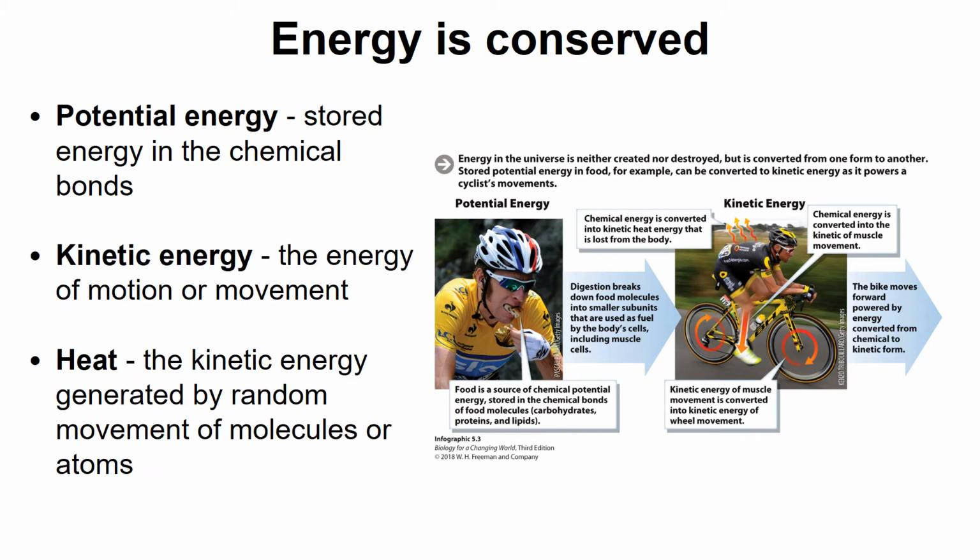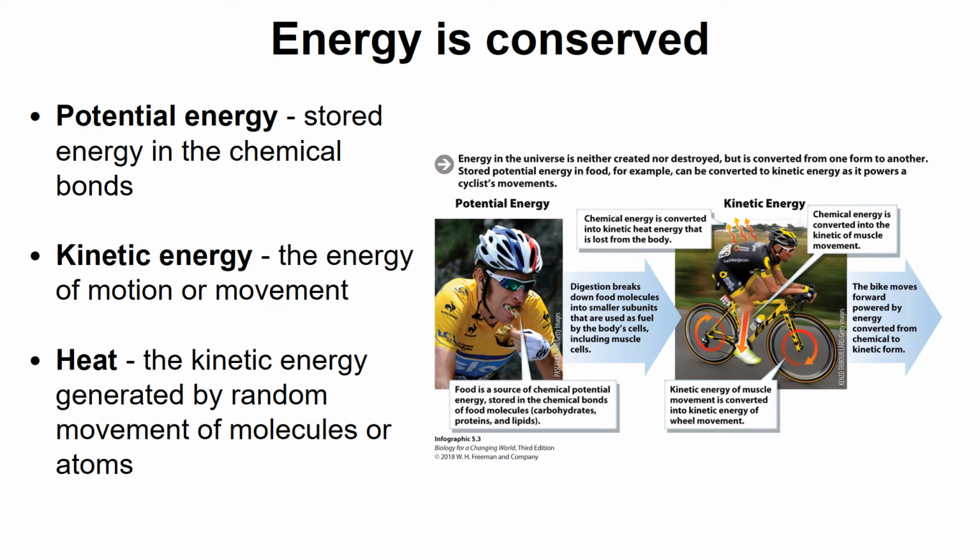All right, so let's continue talking about the different types of energy. Potential energy is the energy that is stored in the chemical bonds. The reason why it's called potential energy is because that's energy that is stored that we could potentially use to do something. Okay. Now, kinetic energy is also referred to as energy in motion.